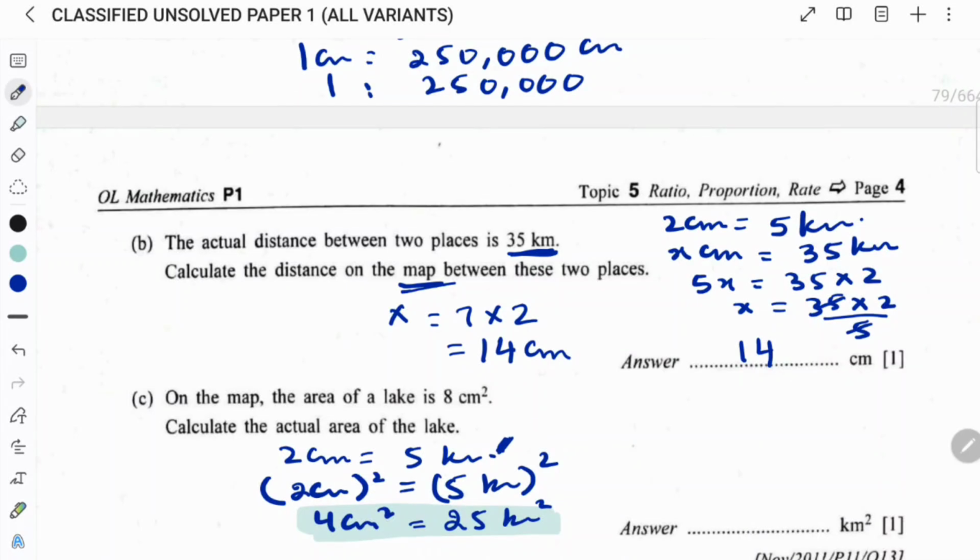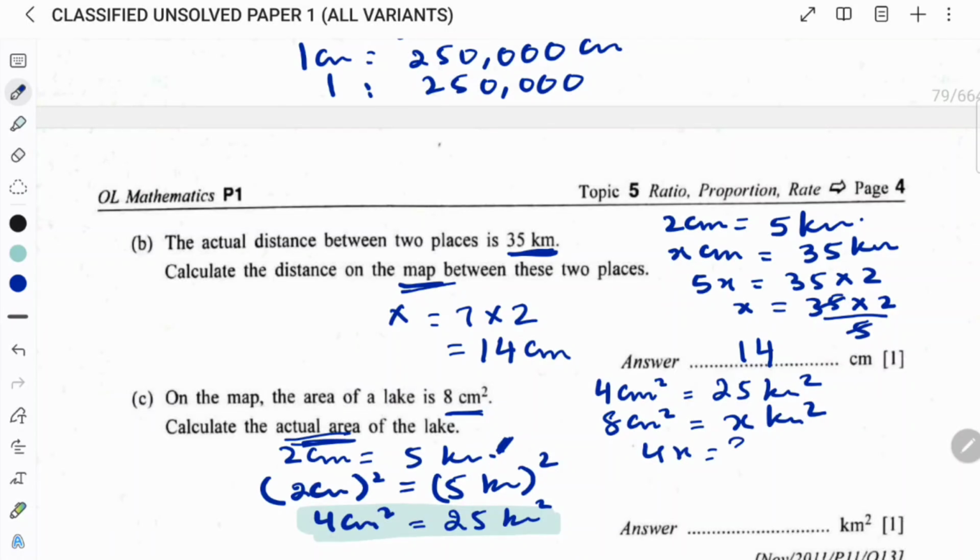Okay, just simply cross multiply. Now just write down 4 square centimeters equals 25 kilometers squared. So 8 square centimeters is equal to x kilometers squared. Actual is required. So 4x is equal to 8 into 25. Then x is equal to 8 into 25 divided by 4. 4 ones are 4, 4 twos are 8, and 2 times 25 is equal to 50. 50 is the answer for this question.